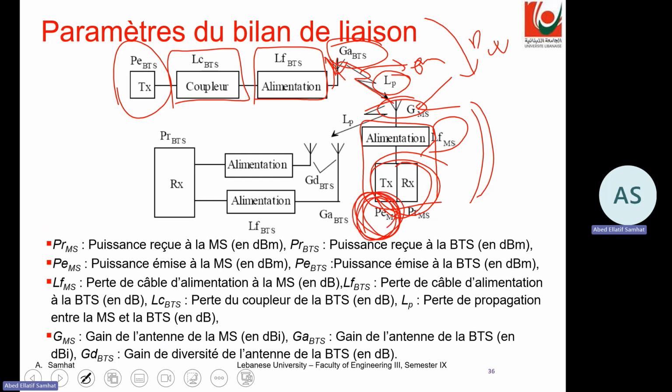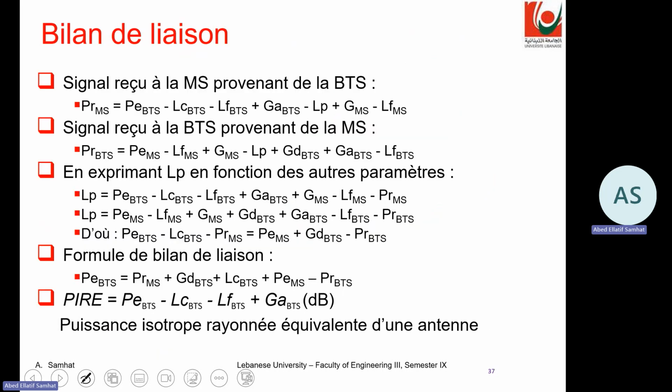The emitted power from the mobile. We have some loss here locally, and after that we have the gain of the antenna. We have the path loss over the radio interface. At the receiver of the base station, we have the gain of the antenna, and the loss of the feeder of the base station, and then we have the receiver. So that's typically the way it works, and here we can find the received signal at the users coming from the base station.